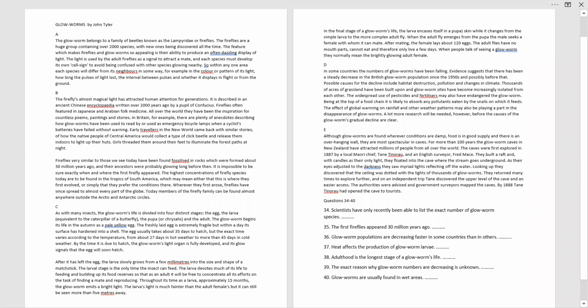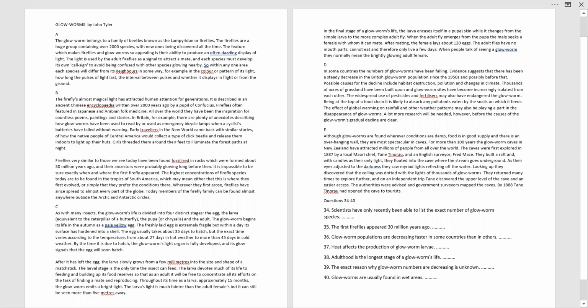The fireflies are a huge group containing over 2,000 species, with new ones being discovered all the time. So there is nothing mentioning an exact number. They are saying they are searching and getting them. It is over 2,000 now, but we keep on finding new ones. So it is not mentioned anywhere. I don't believe it is mentioned anywhere else. So this is why it is a not given answer.